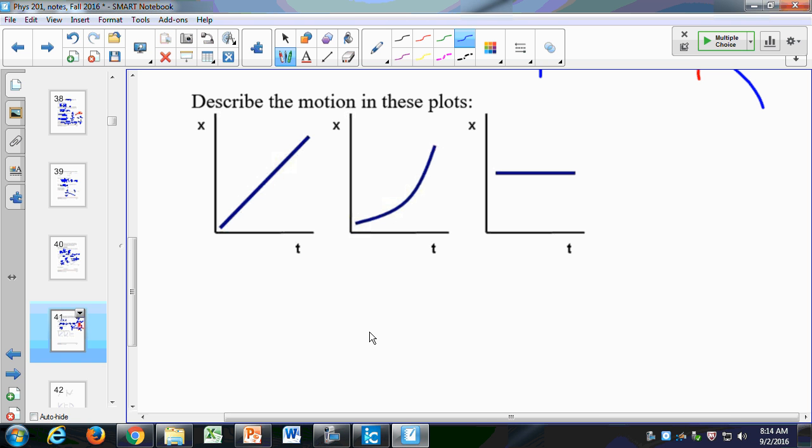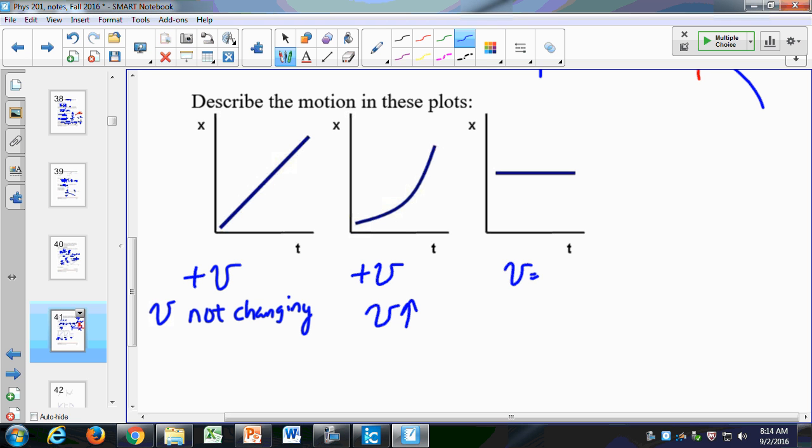All right, so positive velocity, not changing. That is, the velocity is not changing. Here I have positive velocity, and the velocity is increasing. Here I have velocity equal to 0, and the velocity is not changing. That's what that arrow means, that it's remaining the same.